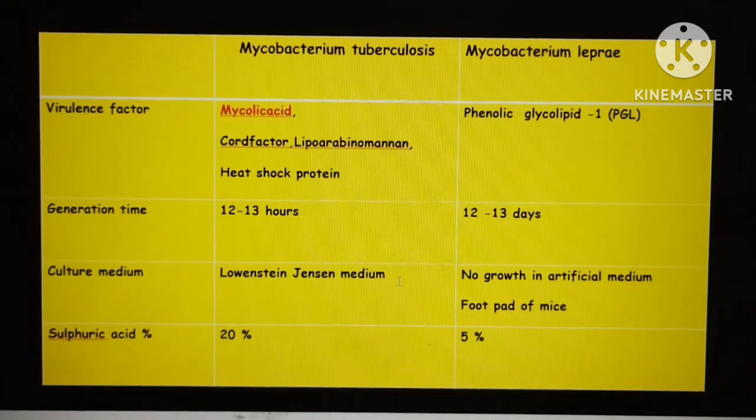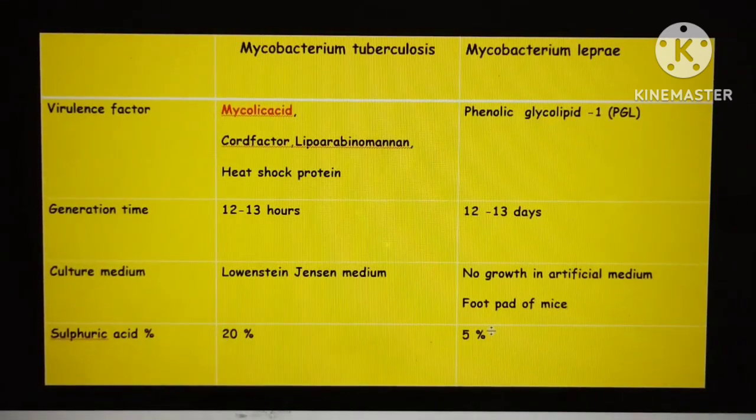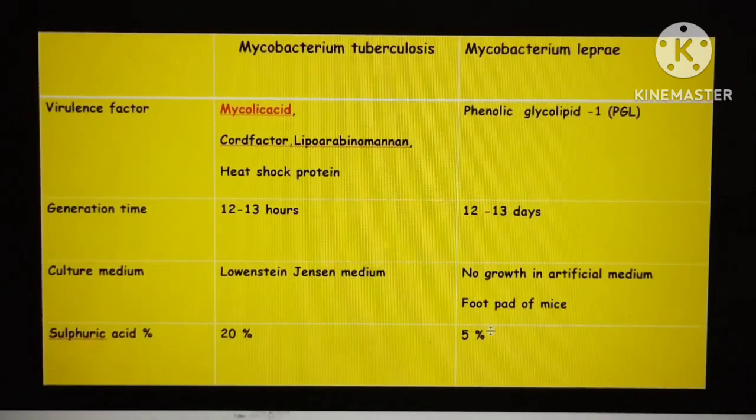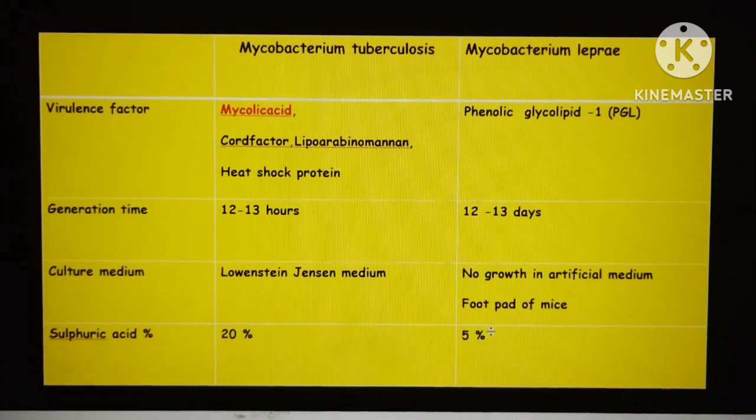You know it has rough, tough and buff colored colonies. And here usually there is no growth in artificial medium, but it can be grown in the foot pad of mice. Coming to sulfuric acid, here it is 20% and here it is 5%. So these are the general characteristics of the species. Just compare it: virulence factor, generation time, culture medium, sulfuric acid.